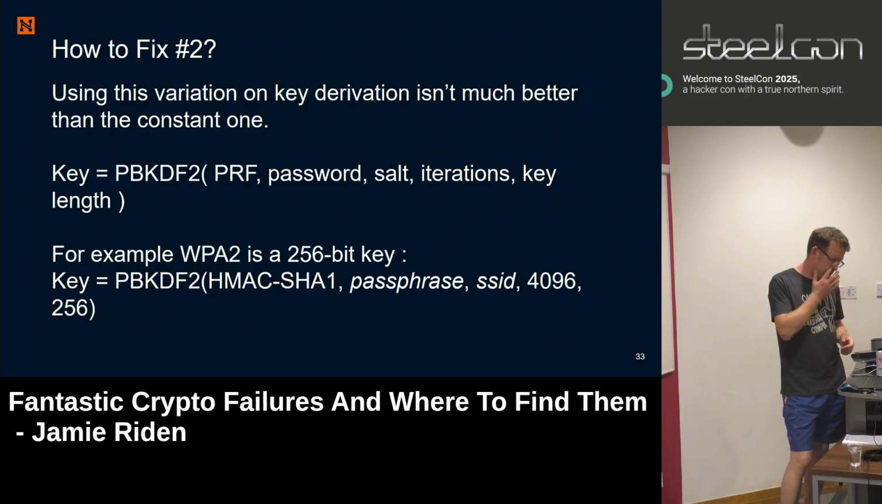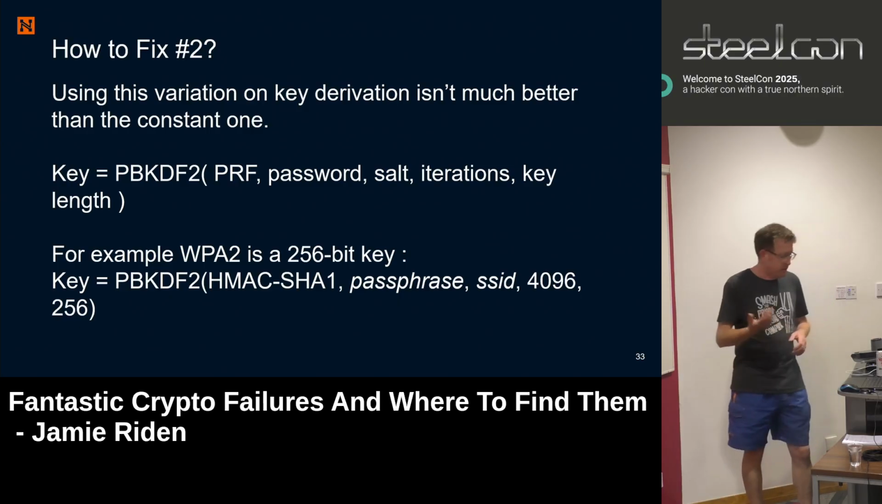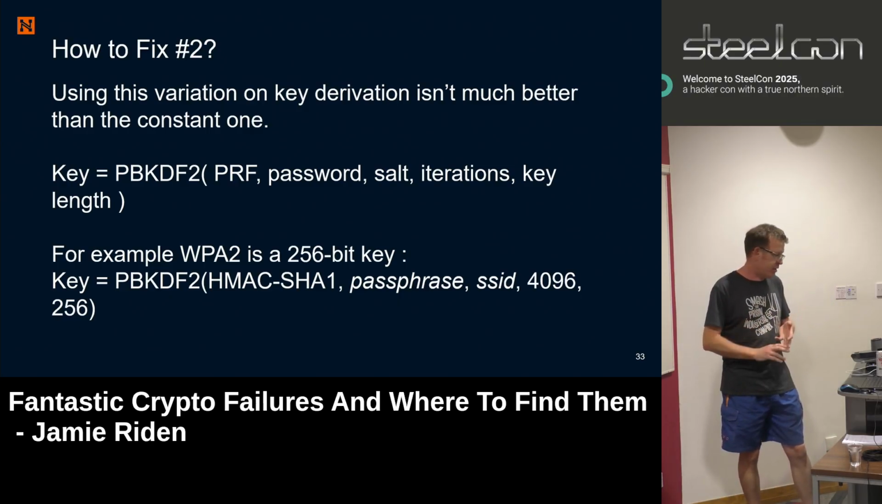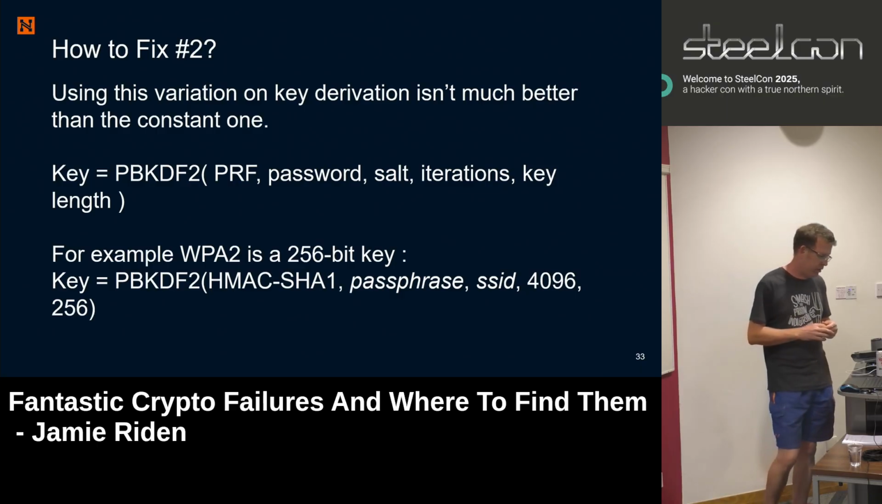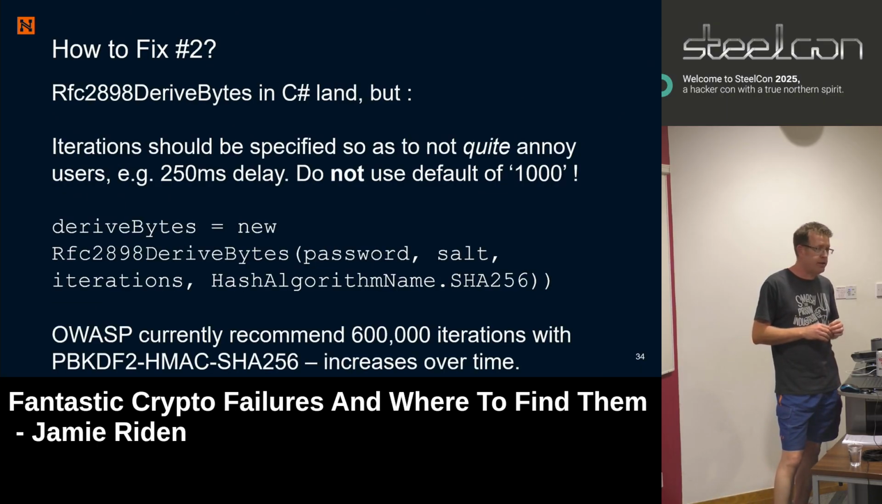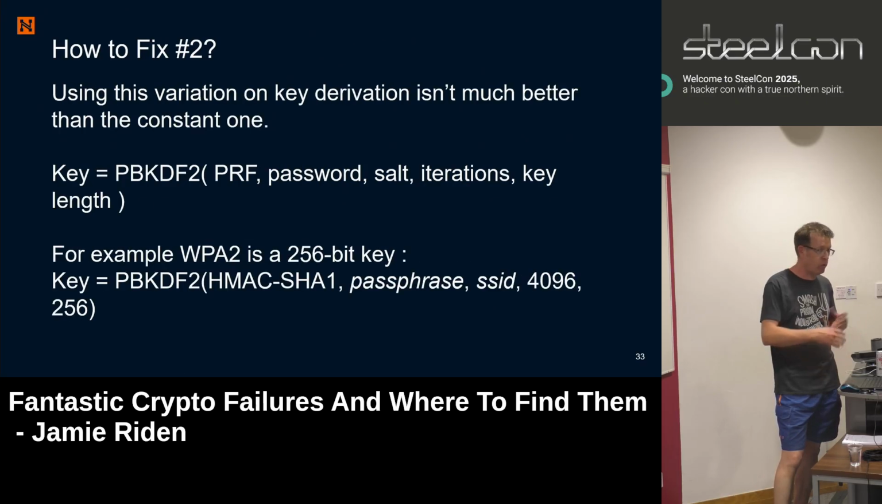So like WPA2 uses HMAC-SHA1, takes your passphrase, takes your SSID, 4096 iterations, which is not enough these days, but there we are, and it produces a key length of 256. So that's kind of an acceptable way of doing it. It at least would get your entropy spread over the whole key space rather than confining it to this tiny, tiny little region.